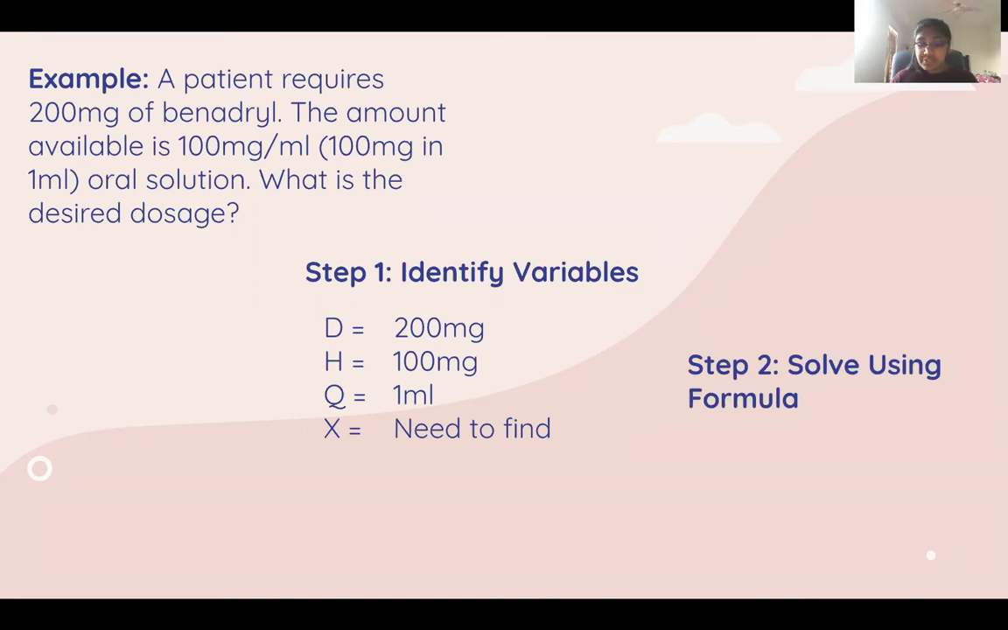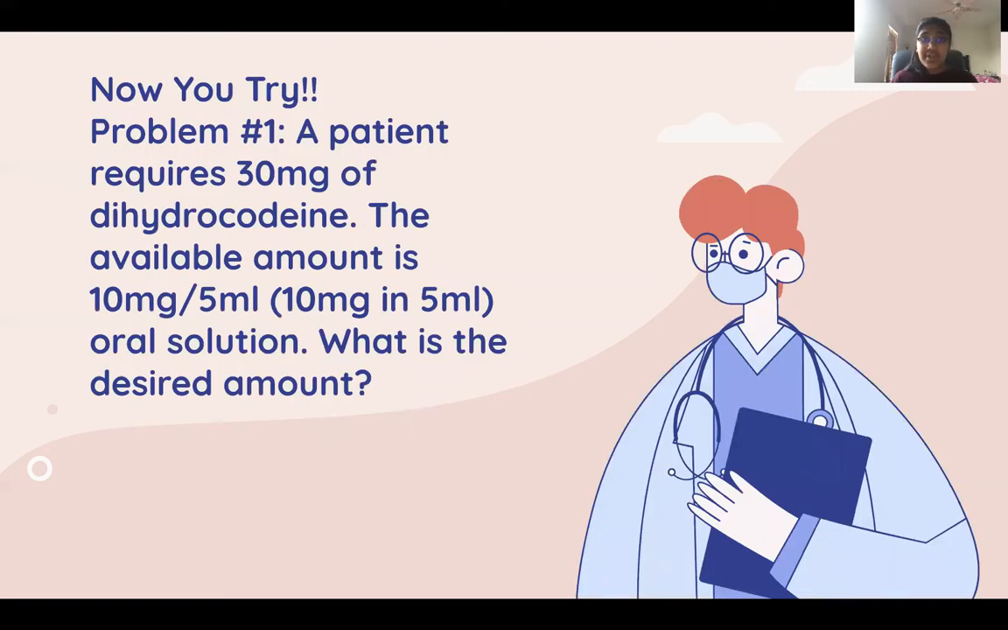Now let's solve using the formula. We just plug in all of the numbers into the formula and find that the answer is 2 ml of Benadryl. Now you try a problem. A patient requires 30 milligrams of dihydrocodone. The available amount is 10 milligrams per 5 milliliters oral solution. What is the desired amount? We will go over the answer to this at the end of the presentation.